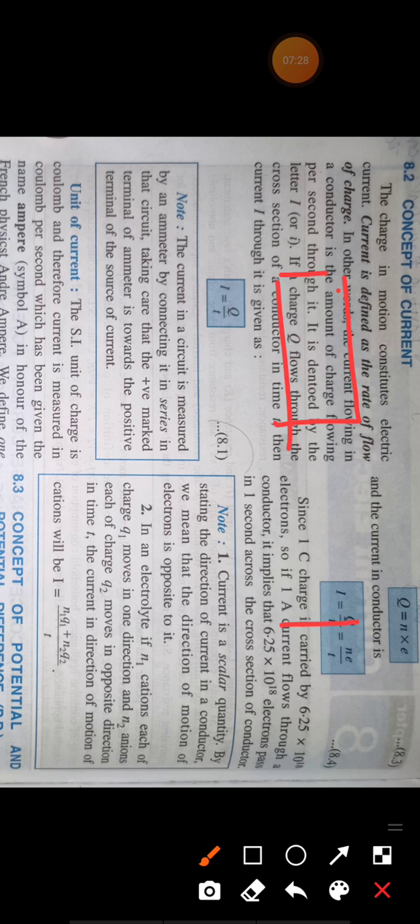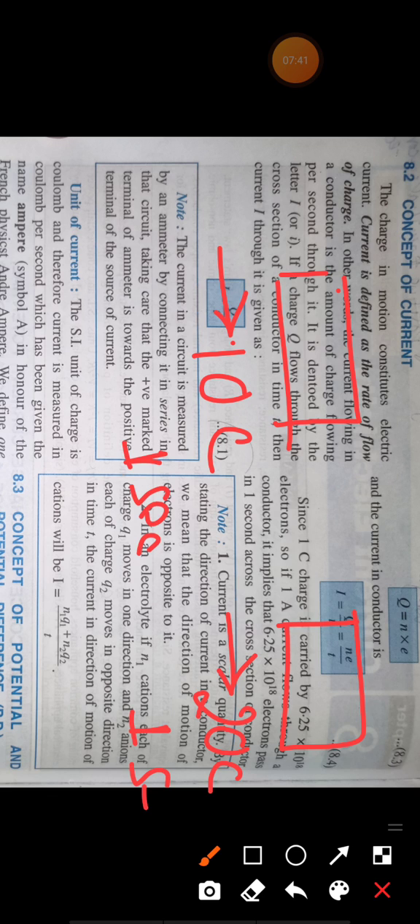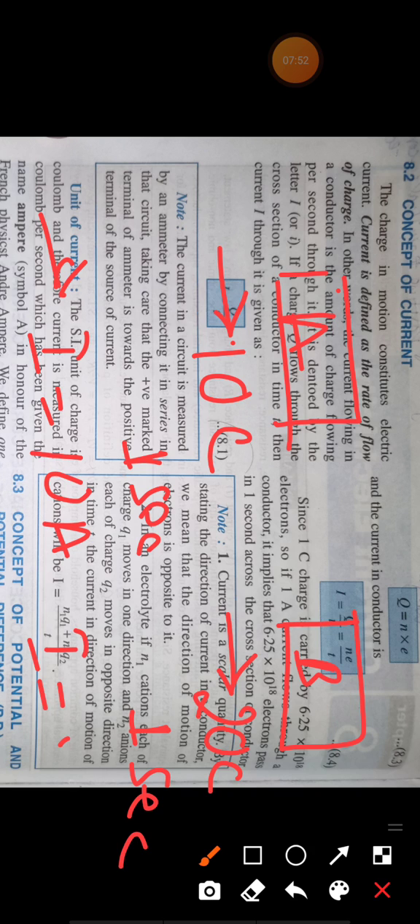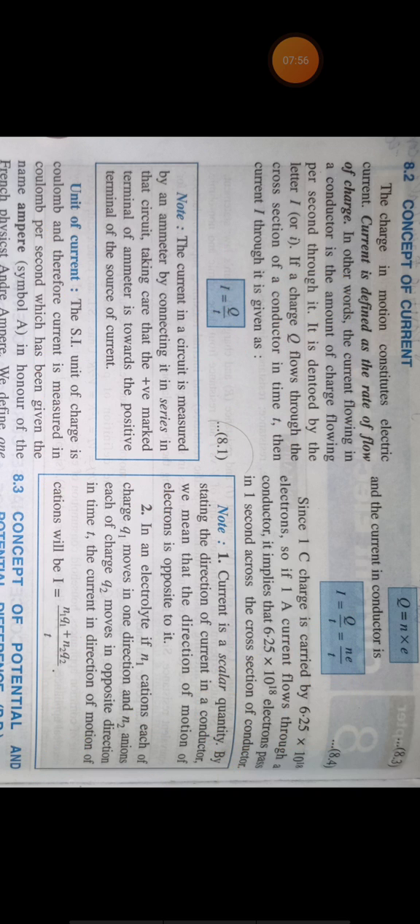Suppose we have two bodies. In the first body, 10 coulomb charge is flowing in 1 second, and in the second body, 20 coulomb charge is flowing in 1 second. So the current of the first body A will be 10 by 1, that means 10 ampere, and the current of body B will be I is equal to 20 by 1, that means 20 ampere.